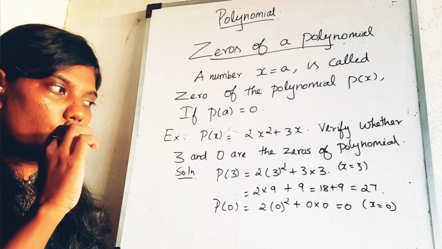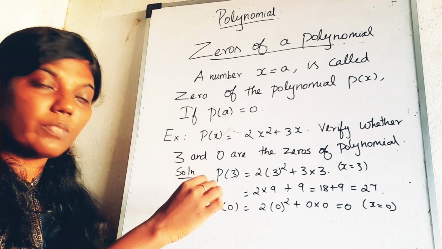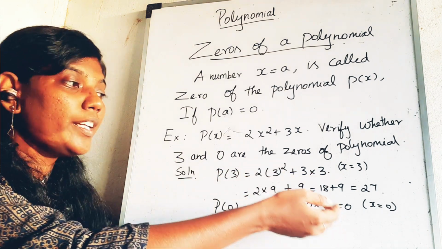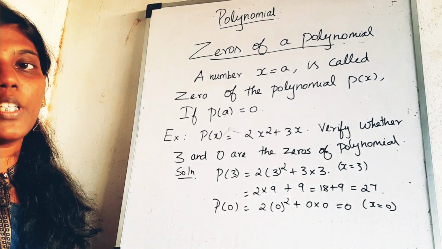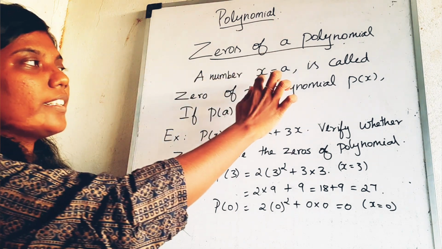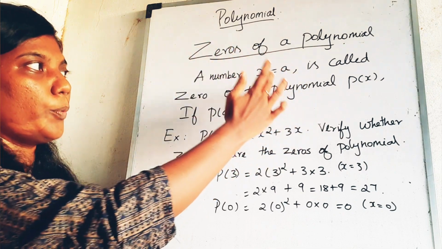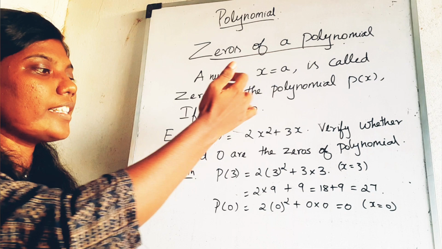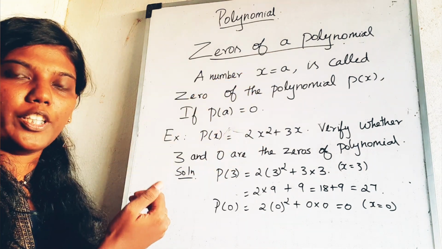So coming to the general idea, what we can say is that a number which satisfies that equation, that is, in the end if you get the answer as 0, then you can say that number is a zero of the polynomial. So that is the concept of zeros of a polynomial. When you put any number instead of x, that is, any constant number, and you get 0, that is called a zero of the polynomial.